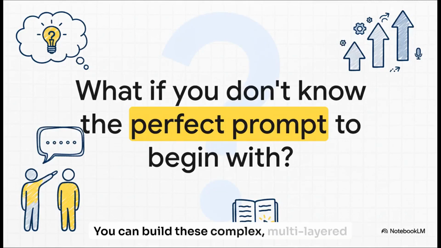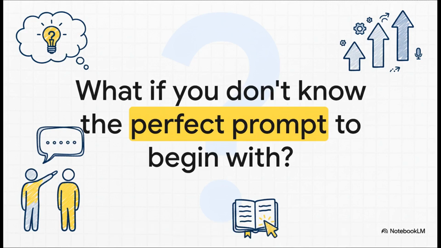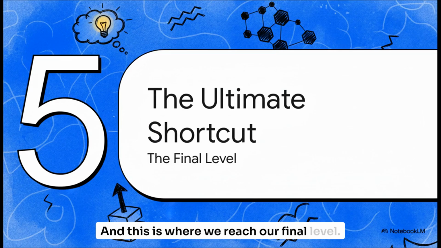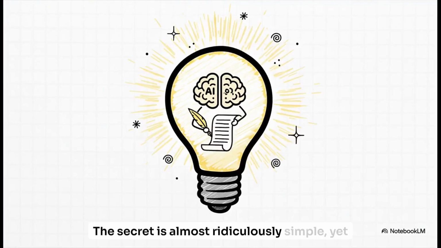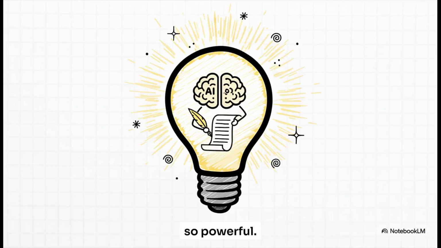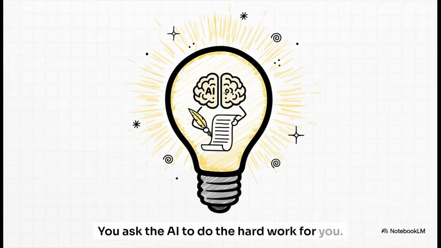Okay, this all sounds fantastic, right? You can build these complex, multi-layered prompts and get these incredible results. But that leads to a pretty obvious question. What if you have no idea how to write that perfect, detailed prompt in the first place? And this is where we reach our final level. And I have to say, this next technique is not only the most powerful, it's also the most surprisingly simple. It's what I like to call the ultimate shortcut. The secret is almost ridiculously simple, yet so powerful. You ask the AI to do the hard work for you. You actually ask it to write the perfect prompt.